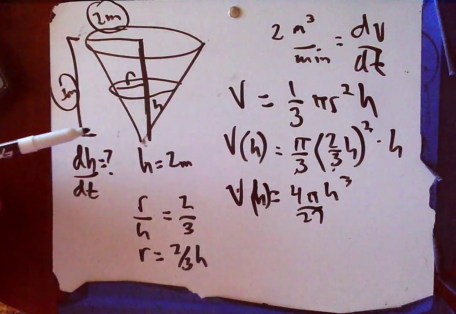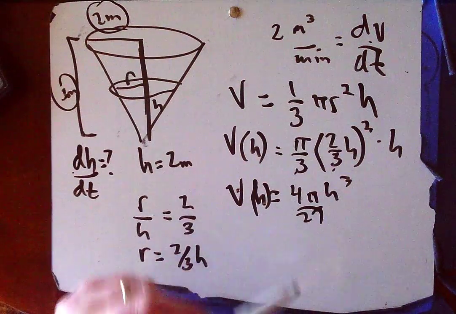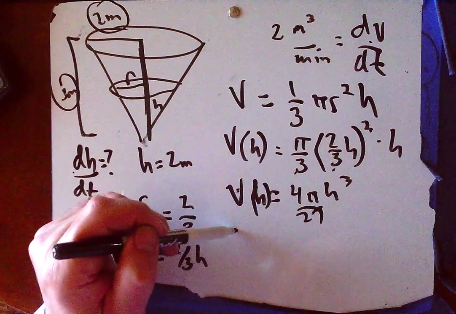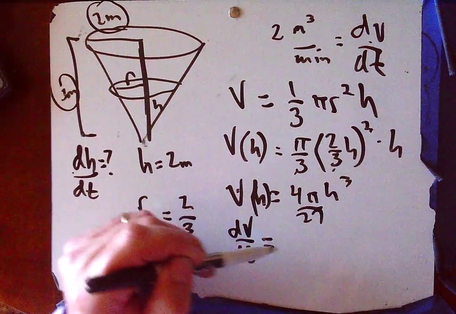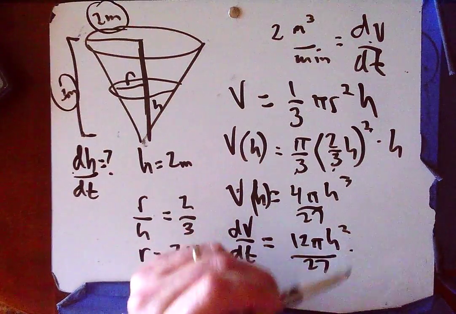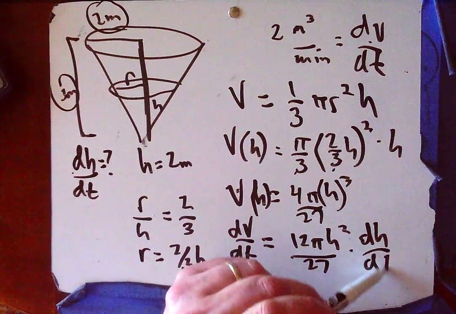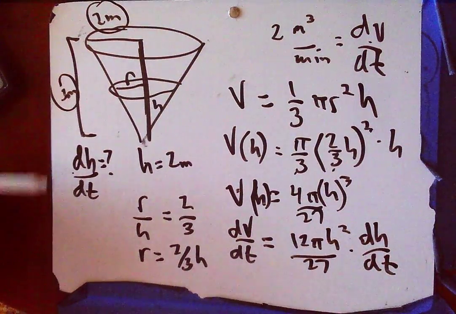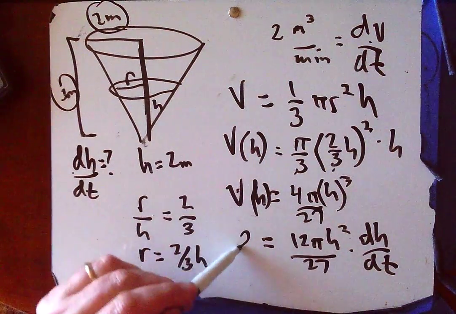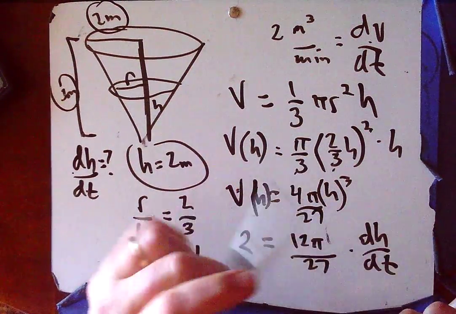But I need dV/dt. I'm looking for dh/dt. So we now get to do the calculus part. Everything up to this point has been the algebra part. So dV/dt equals 12 pi h squared over 27. Don't forget to come back and take the derivative of that inside with respect to time. Now, we know that dV/dt is 2, and we know that height is 2. So 2 squared here is going to be 4.